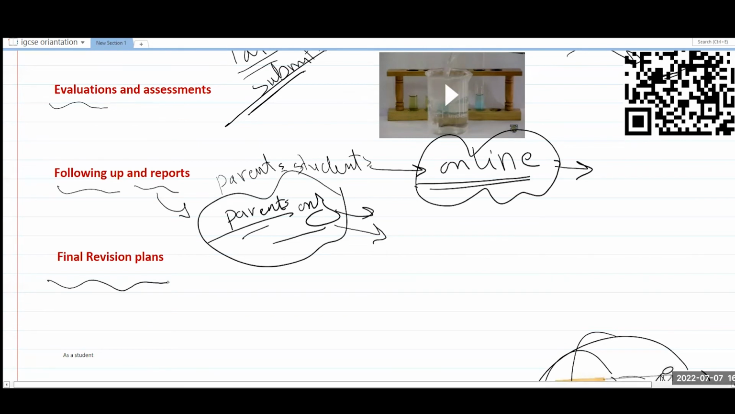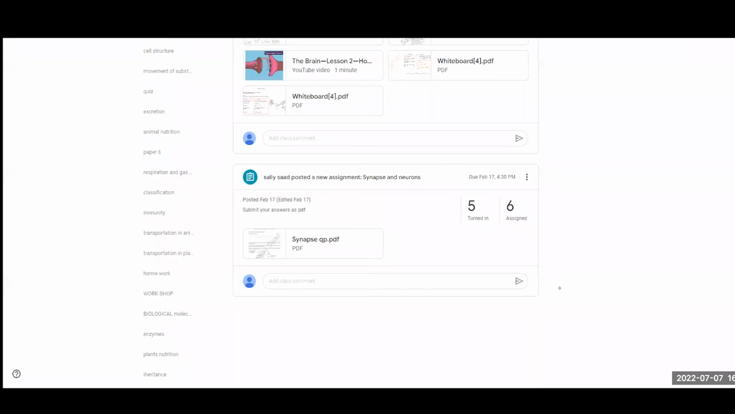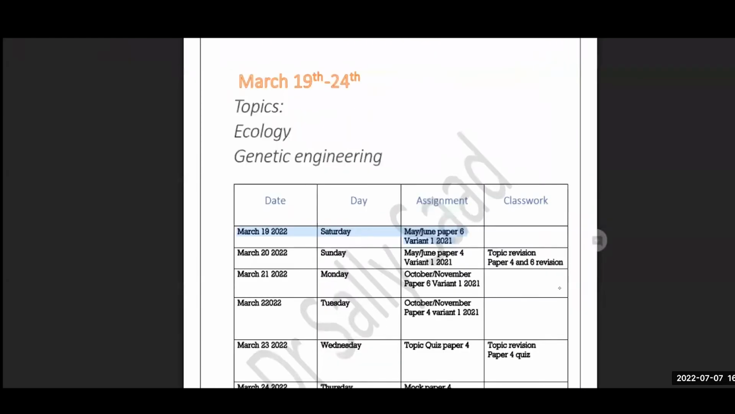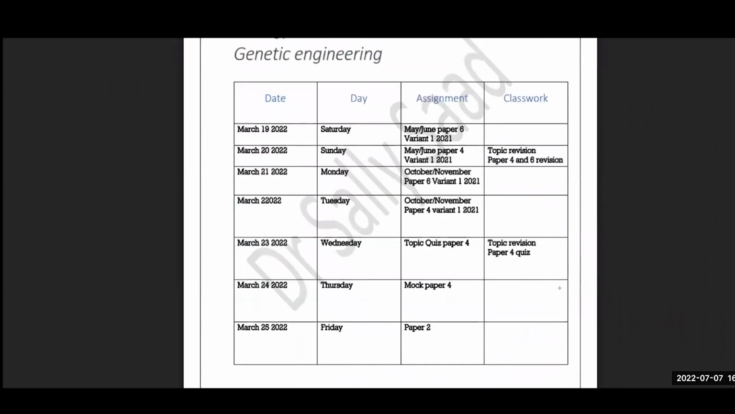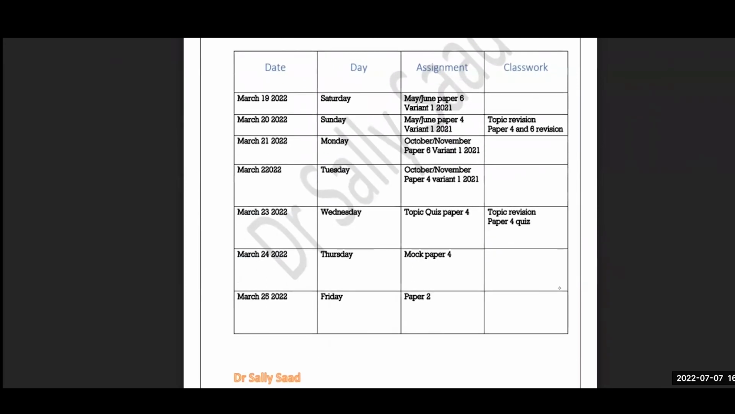Let me show you what we did last session, for grade biology. Here, this is the revision plan. It's given to you, right? You have a daily assignment, and this assignment will be open daily in Google Classroom, and you have to submit it.